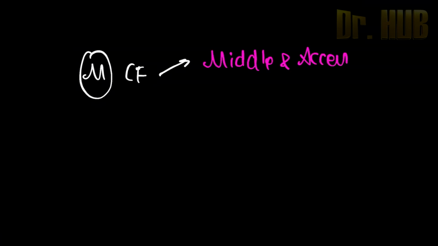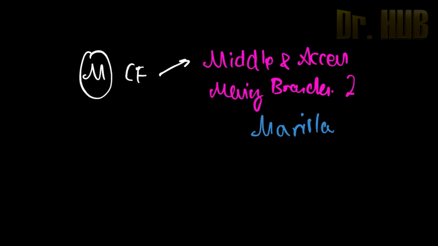Now let's look at the middle cranial fossa. Under the middle cranial fossa, it includes the middle and the accessory meningeal branches. And this is nothing but of the maxillary artery, and also a branch of the ascending pharyngeal artery.